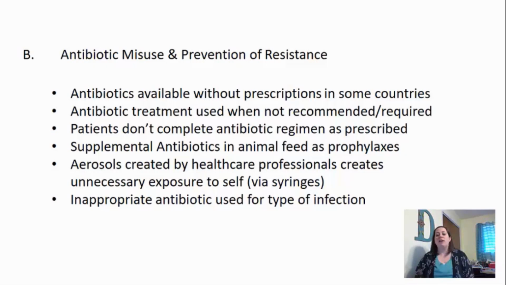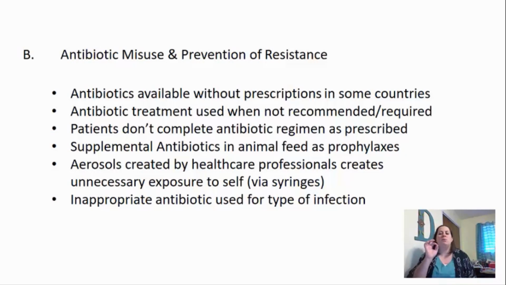Aerosols created by healthcare professionals create an unnecessary exposure to yourself via syringes. So what happens here is when we have antibiotics in a syringe and you're trying to get all of the air out, some of the antibiotic gets into the air, you breathe it in, and you are exposing yourself over and over and over again to these antibiotics, which potentially causes the bacteria inside of you to start to become resistant.